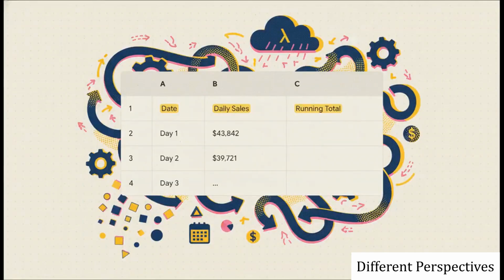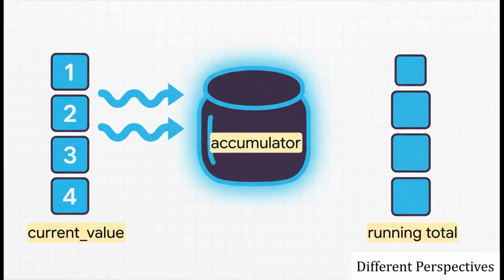Okay, check out this classic spreadsheet problem, calculating a running total. For every single day, we want to see the total cumulative sales up to that point. The old way of doing this involved these really weird, complex formulas that were super easy to break. The modern way? It uses scan.